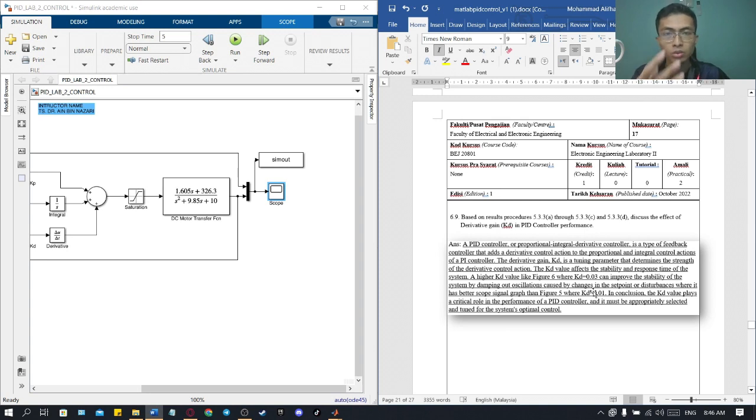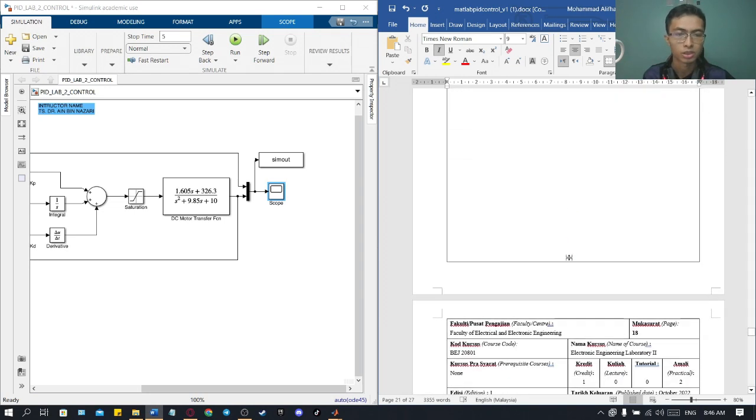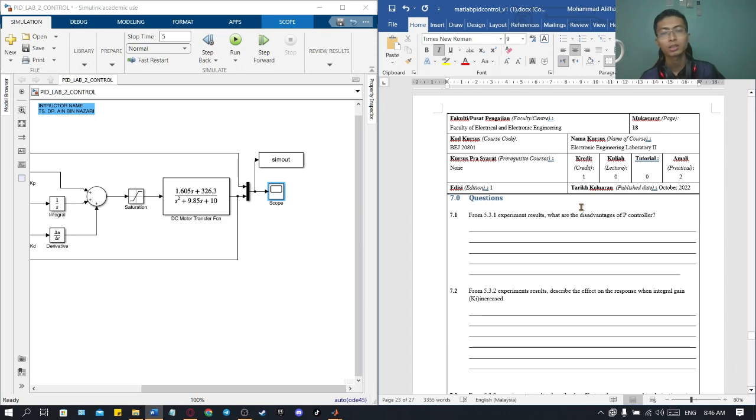So KD also plays a crucial role inside the PID controller, where each of P, PI and PID, which is proportional, proportional integral, and proportional integral derivative, control. That's all for me, thank you.